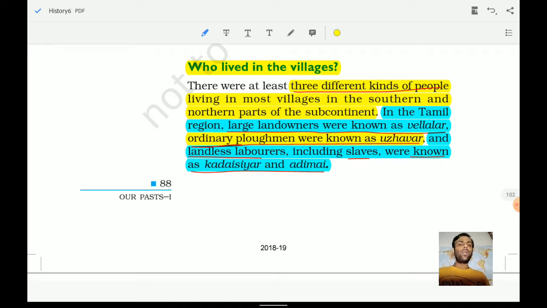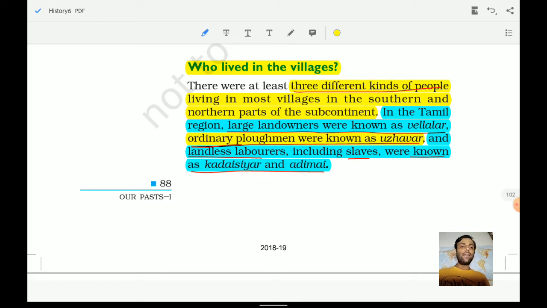And the ordinary plowmen were known as Ulavars. So please remember these terms which I have already underlined and which I am emphasizing. So Vellalars were the large landowners, whereas the ordinary plowmen were known as the Ulavars. And the landless laborers, including slaves, were known as the Kadaisiyar or the Adimai.